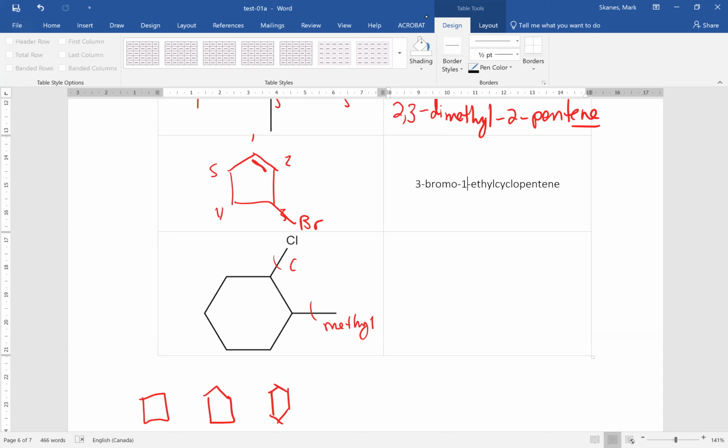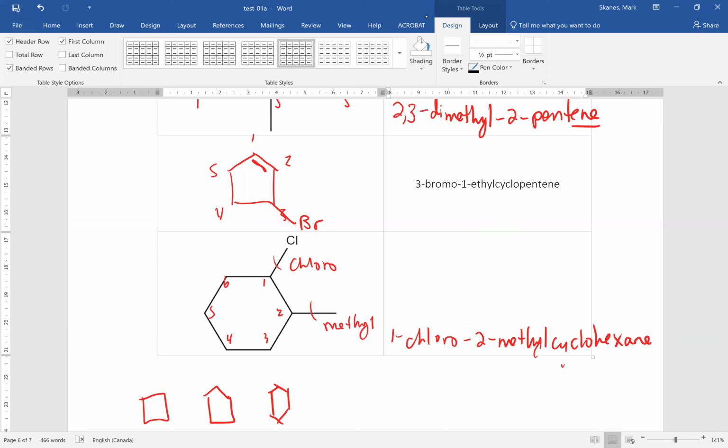So I have methyl, I have chloro. Okay, so I'm going to start numbering at the chloro. 1, 2, 3, 4, 5, and 6. I'm going to go alphabetical order. Okay, hold on, I have to write this quick. So 1 chloro, 2 methyl, and then all one word, cyclohexane. Sorry, I ran out of room there. All right, cool. That's really it.